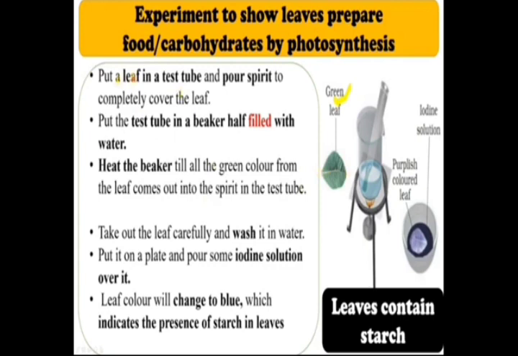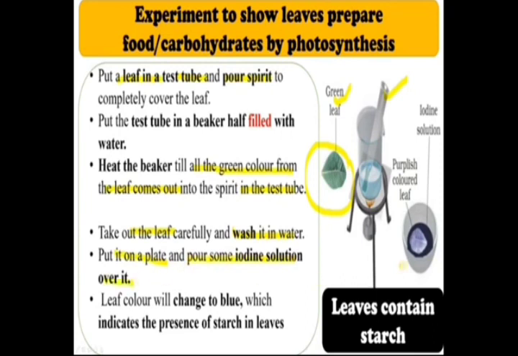First look at here, the green color leaf, that you first have to change into colorless. For that, put a leaf in a test tube and pour some spirit to completely cover the leaf. After that, heat the beaker. All the green color from the leaf comes into the spirit in the test tube. Take the leaf out carefully and wash it in water. After that, you have to use the iodine solution.